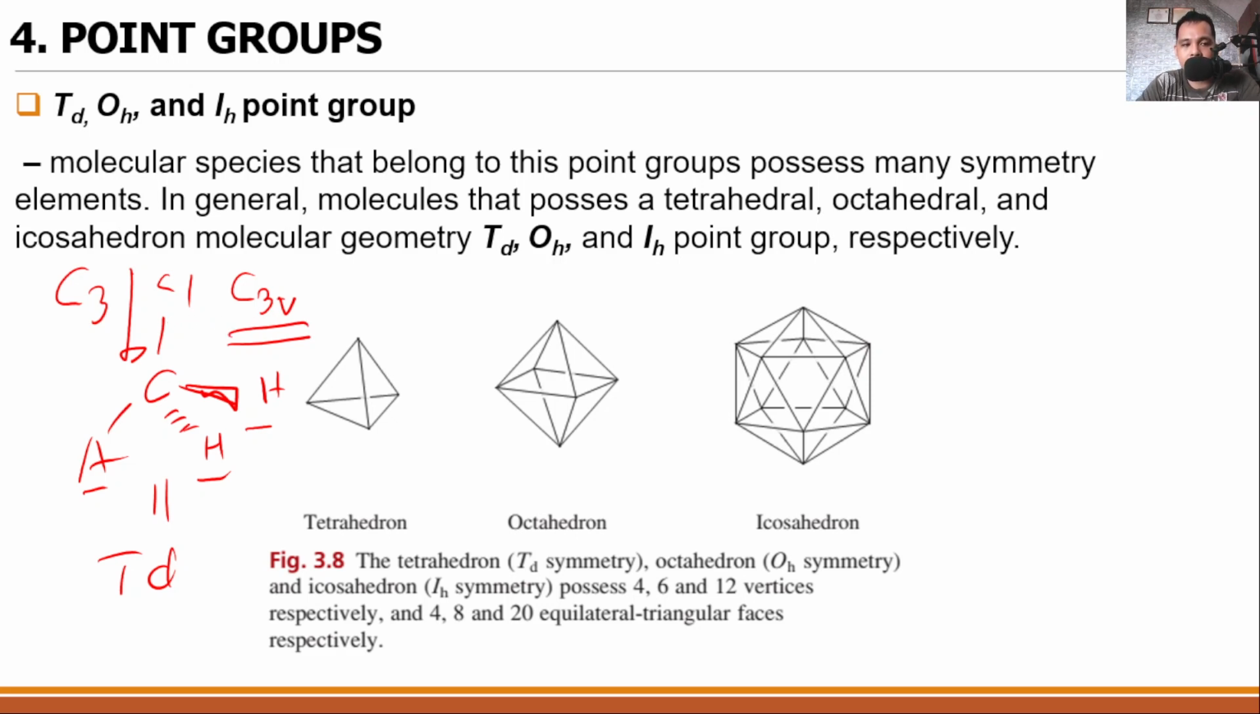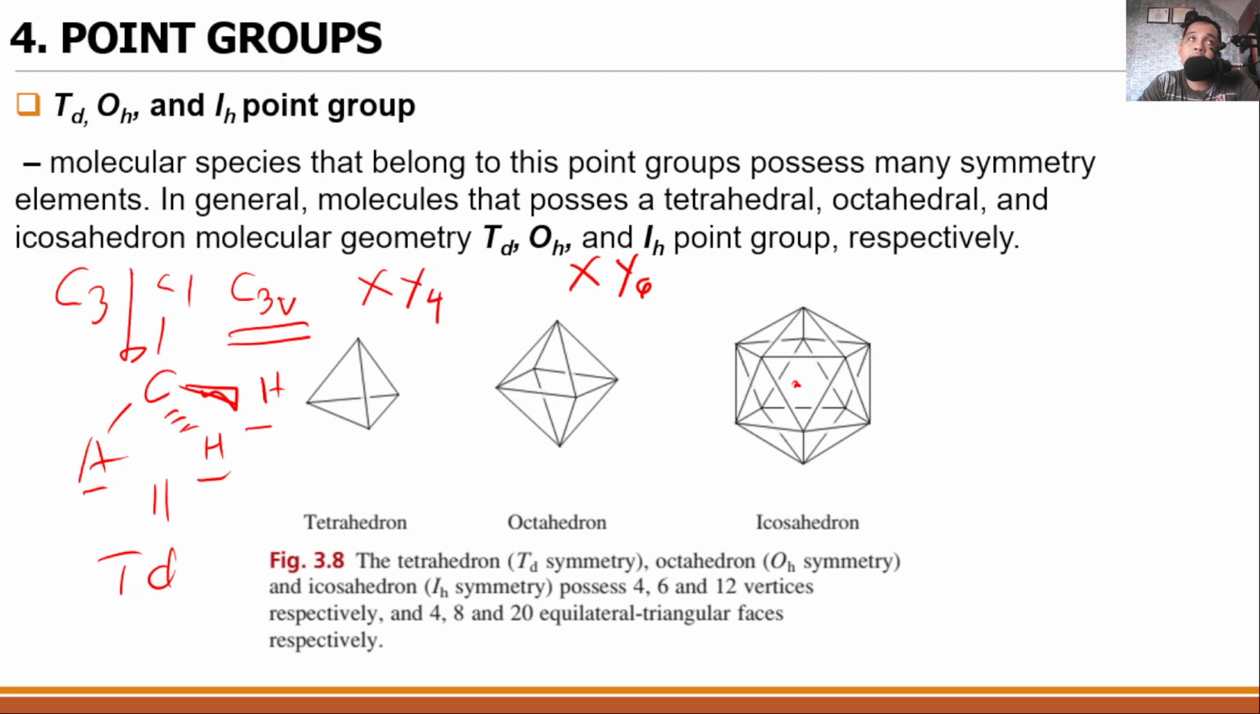Diba? Ayun. So, my point here is this point group classification is only possible if and only if they contain the same atoms. So, in the case of tetrahedral, it is XY4, octahedral, XY6, and icosahedron, ganun din, contains same terminal atoms. Okay?